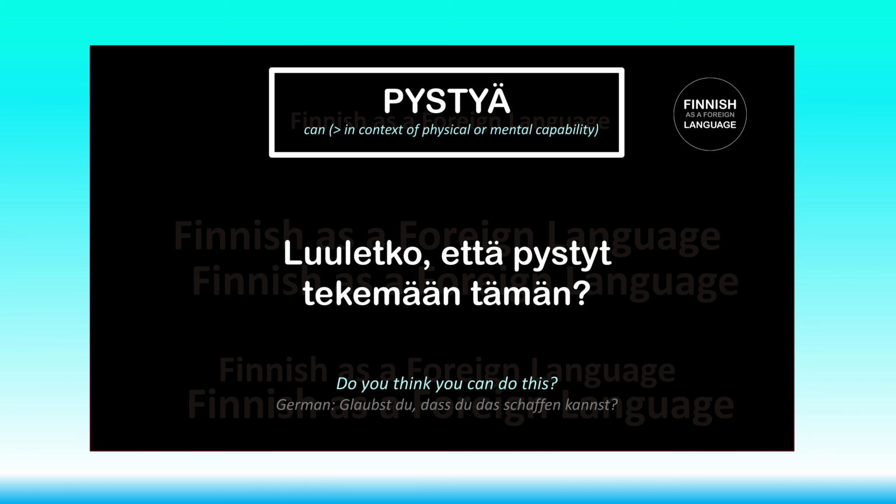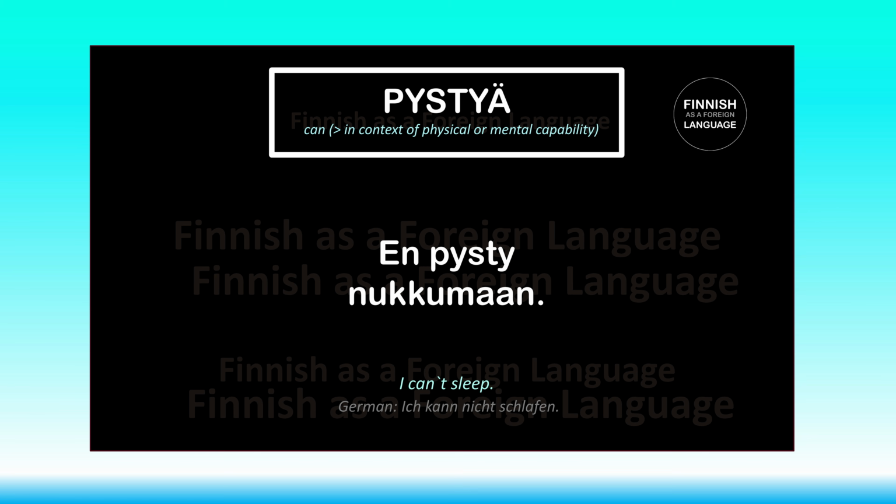One more, actually a very common one. En pysty nukkumaan means I can't sleep or I'm not able to sleep. So, en pysty means I can't, I'm not able. And nukkumaan is the third infinitive illative of nukkua, which means to sleep. So this is actually a sentence that we often use when we want to express that we are unable to sleep, perhaps because of stress, or when it's summer because it's bright, koska on valoisaa. So let's repeat again. En pysty nukkumaan. I can't sleep or I'm not able to sleep.